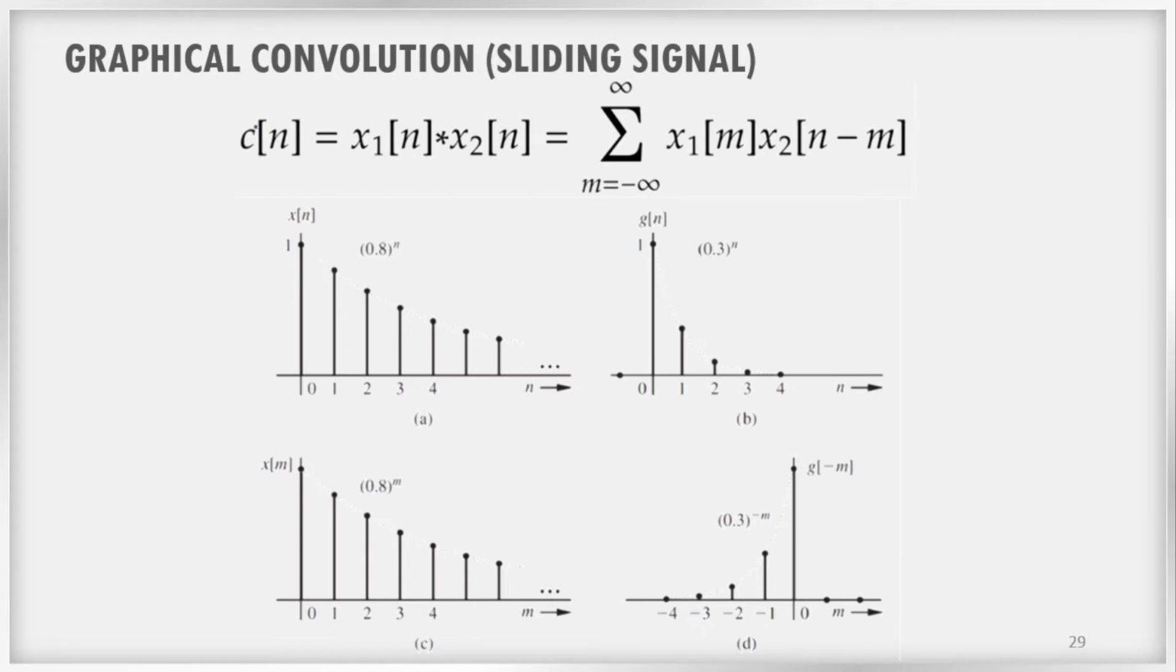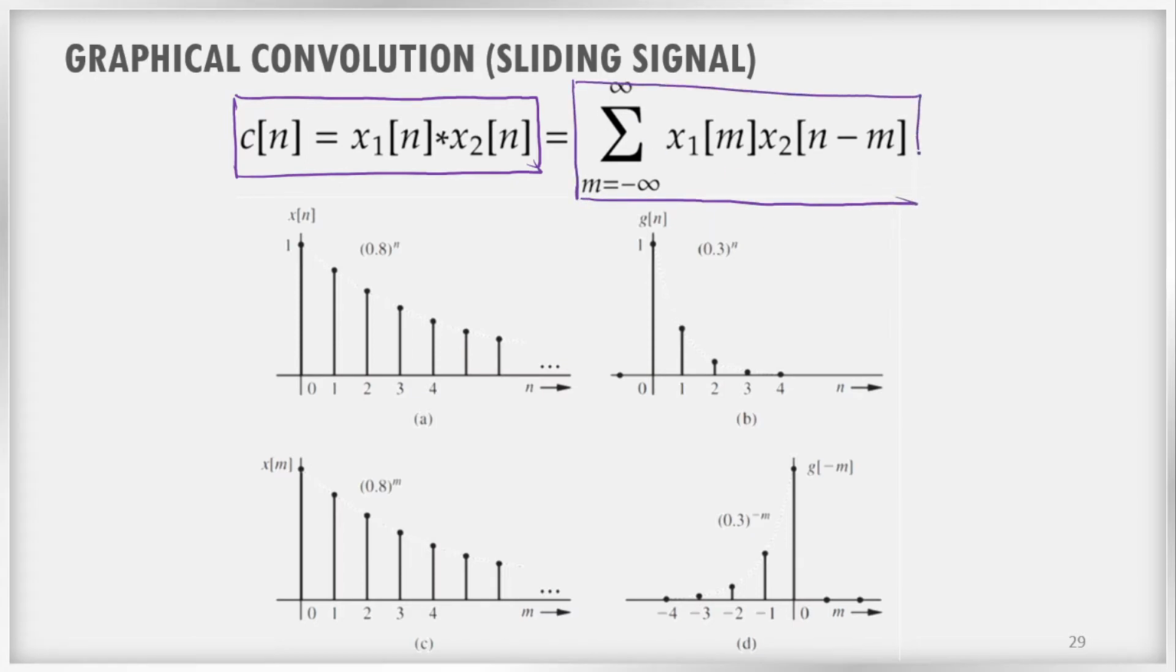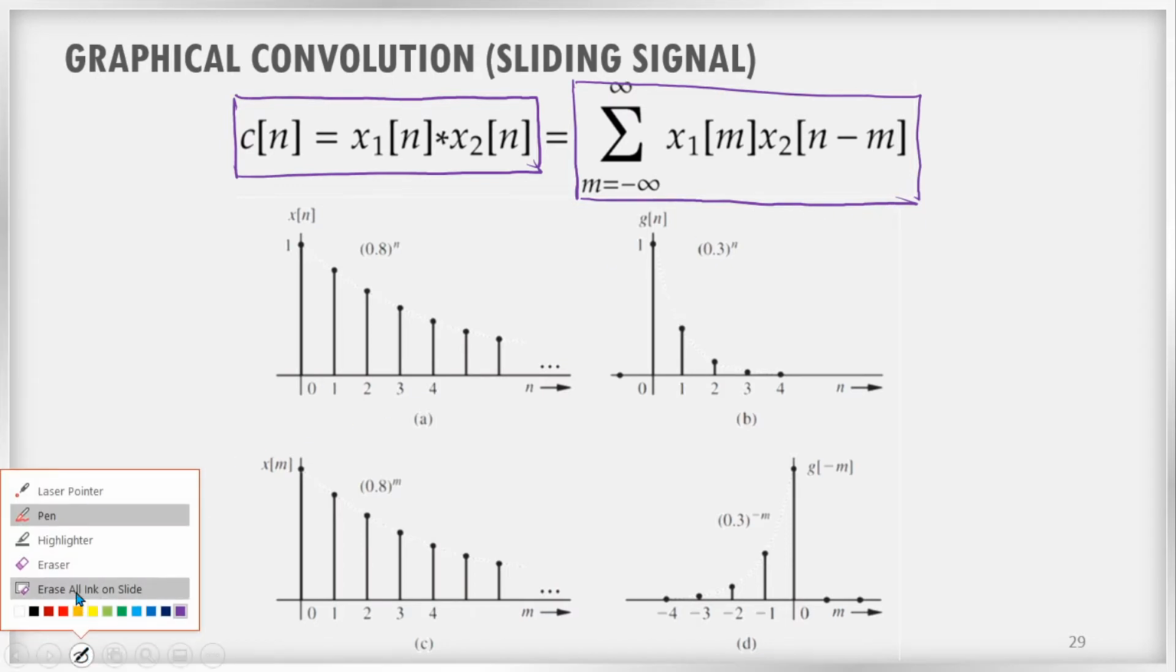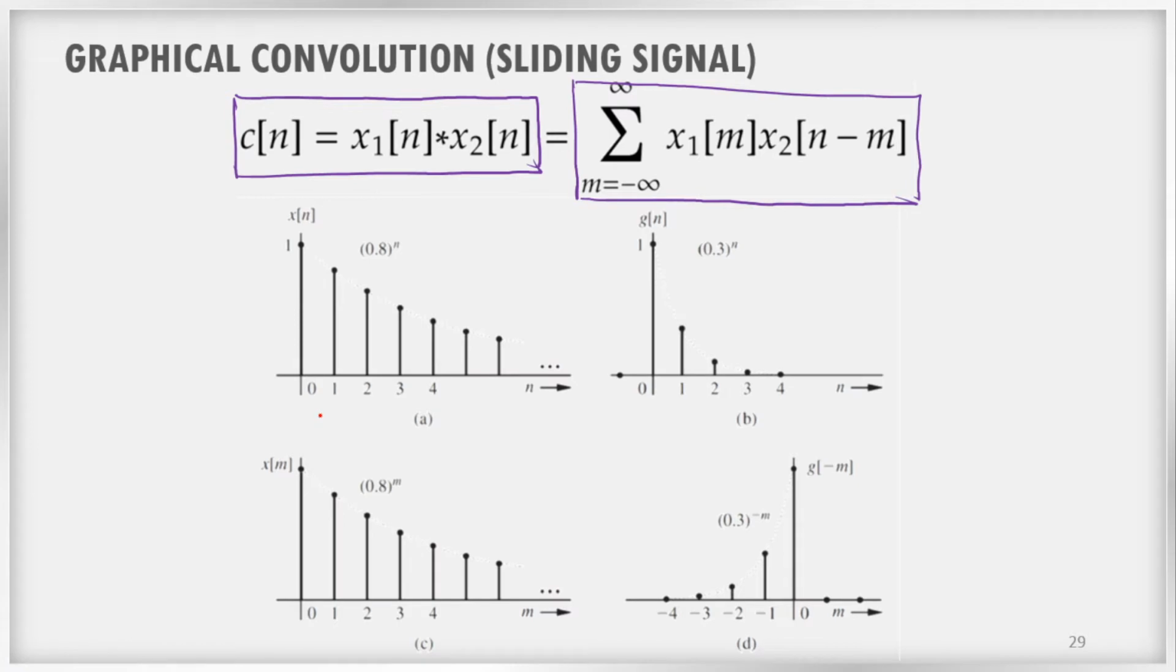We have our famous convolution equation c of n is equal to x1 of n convolved with x2 of n, which is given by the summation over m from minus infinity to plus infinity of x1 of m into x2 of n minus m. We have seen this equation in the past 3-4 videos, so it is in our brain. That is not a problem. Now, how do we perform this operation graphically?